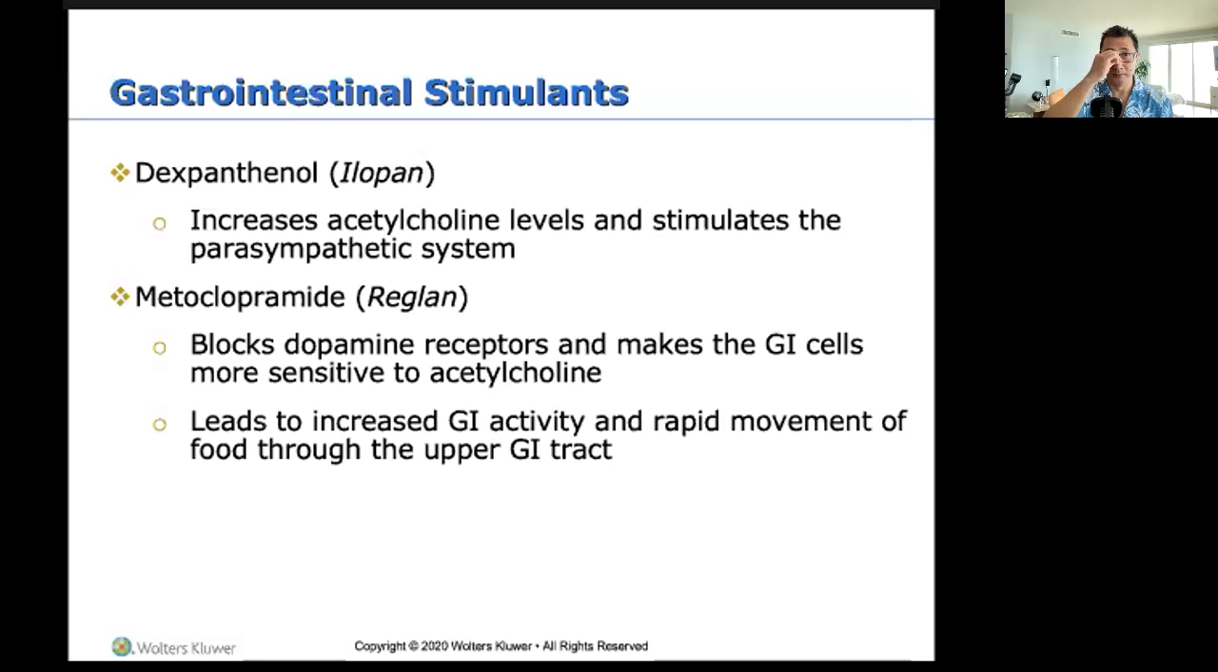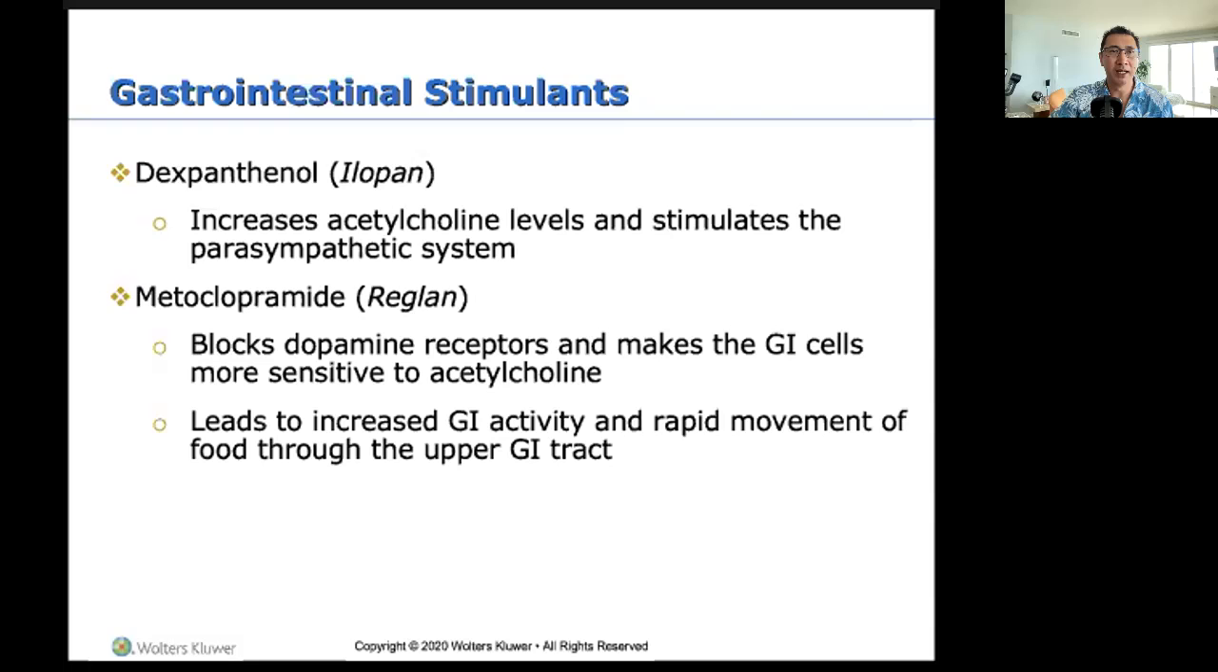Others, Reglan increases acetylcholine levels and stimulates the parasympathetic system. Now we're talking about controlling the poop from the brain. Metoclopramide, I can't pronounce, but I know how to pronounce Reglan. It blocks the dopamine receptors, makes the GI cells more sensitive to acetylcholine, leading to increased GI activity and rapid movement of food through the upper GI tract.